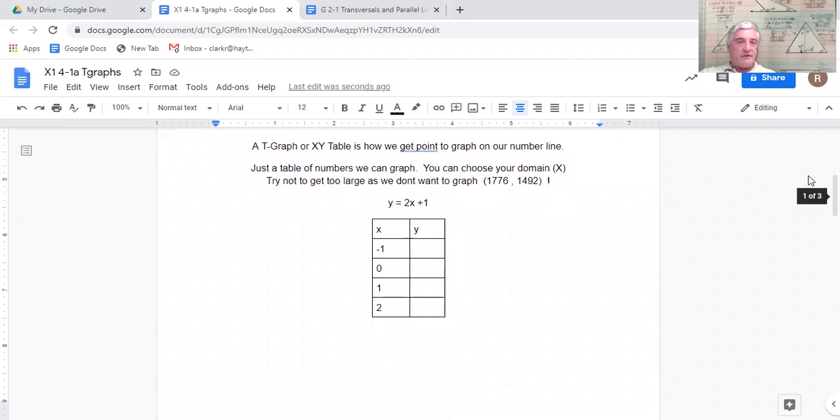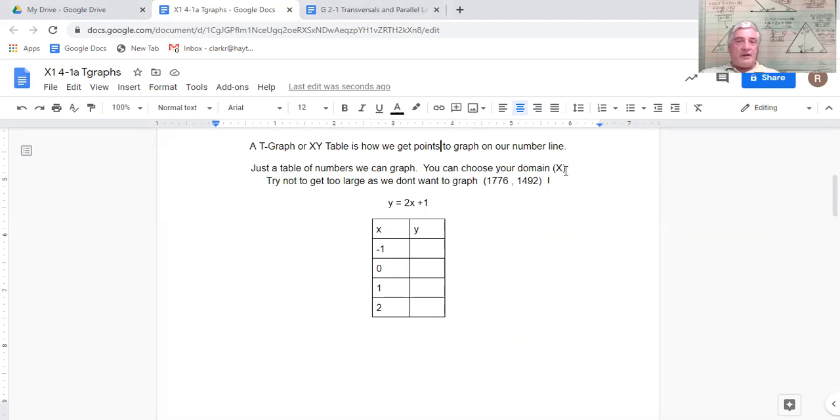A t-graph is an XY table, which is how we get a point or points. How many points do we need to graph a line? We need at least 2. How many will I get? I'll get 3. Because if I get only 2, and one of them looks off, how do I know if I've made a mistake? But if I get 3 points and they are linear, if they all line up, then I'm sure that's where my line goes.